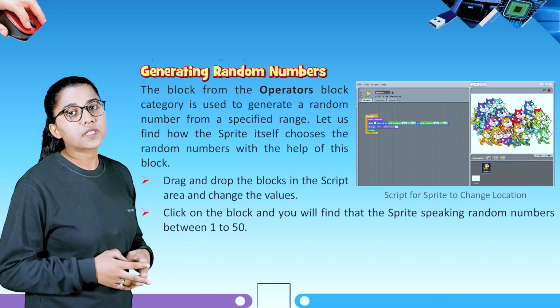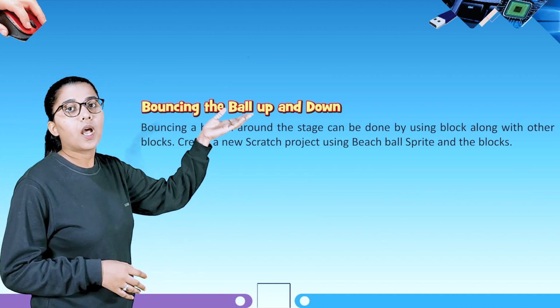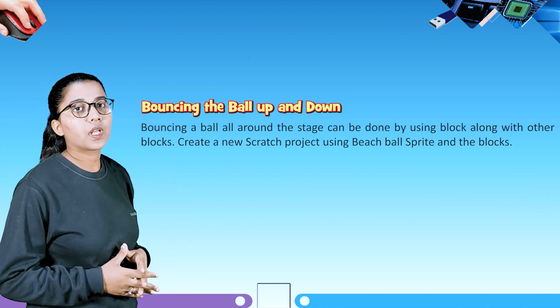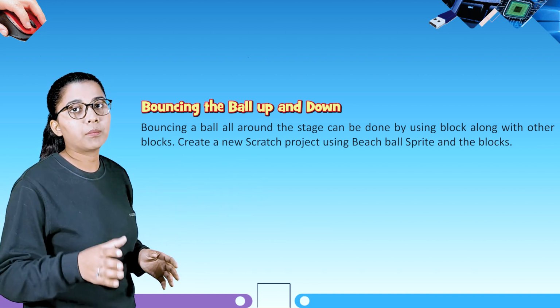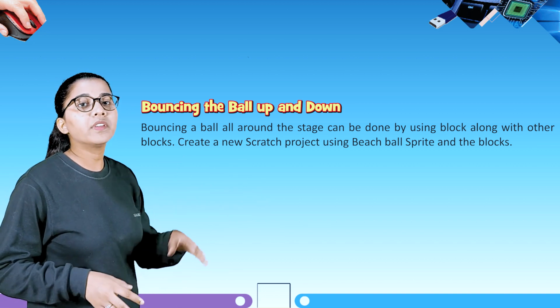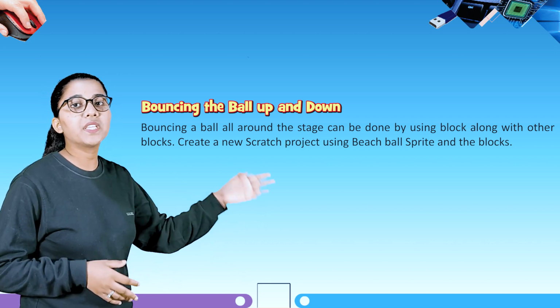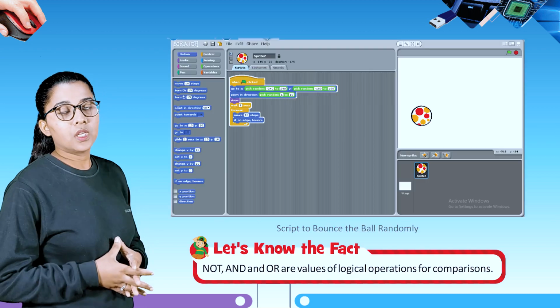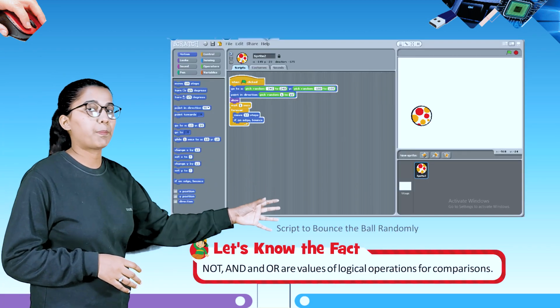So now students, let's jump to our next topic, that is bouncing the ball up and down. Bouncing a ball all around the stage can be done by using a block along with other blocks. Create a new Scratch project using the beach ball sprite and the blocks. So students, here you can see the interface of a bouncing ball up and down.